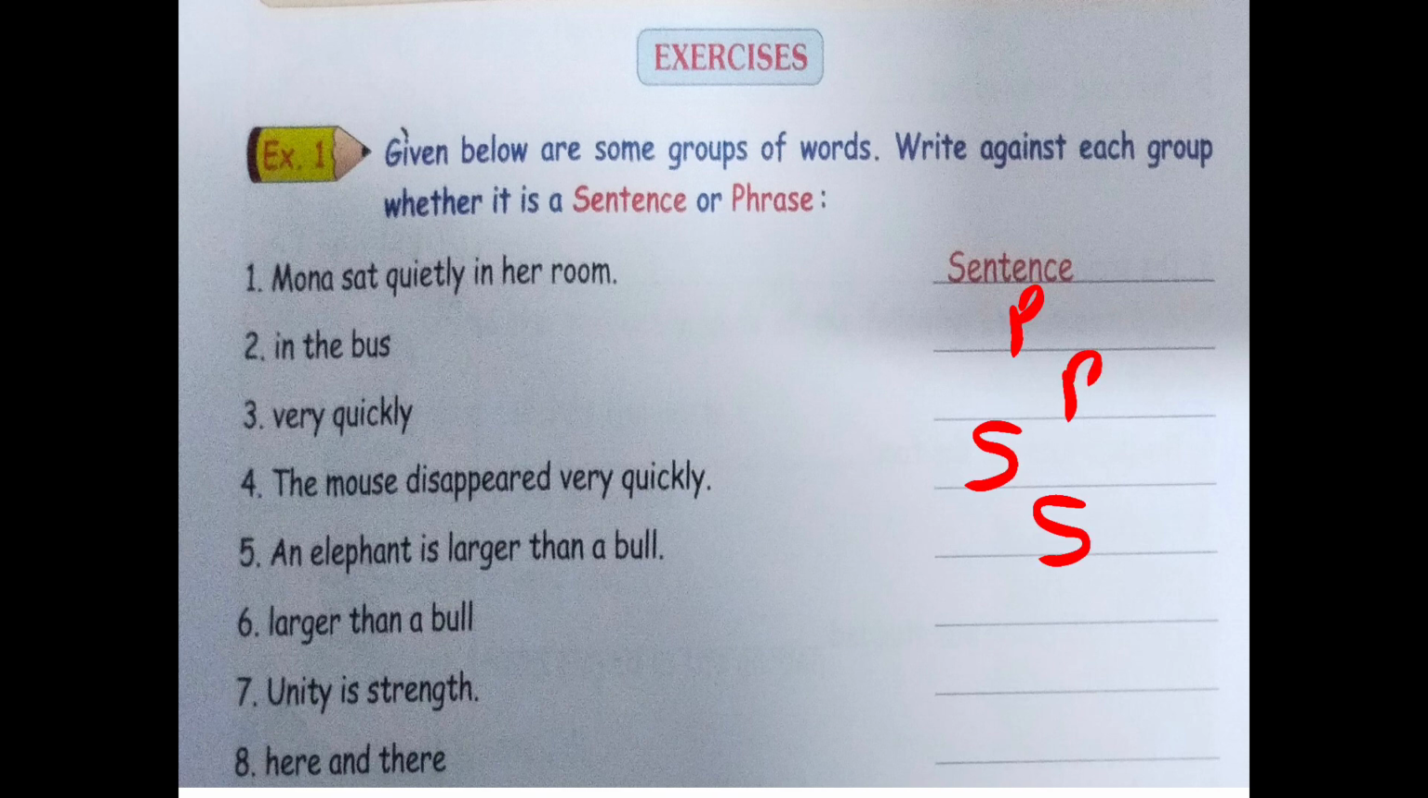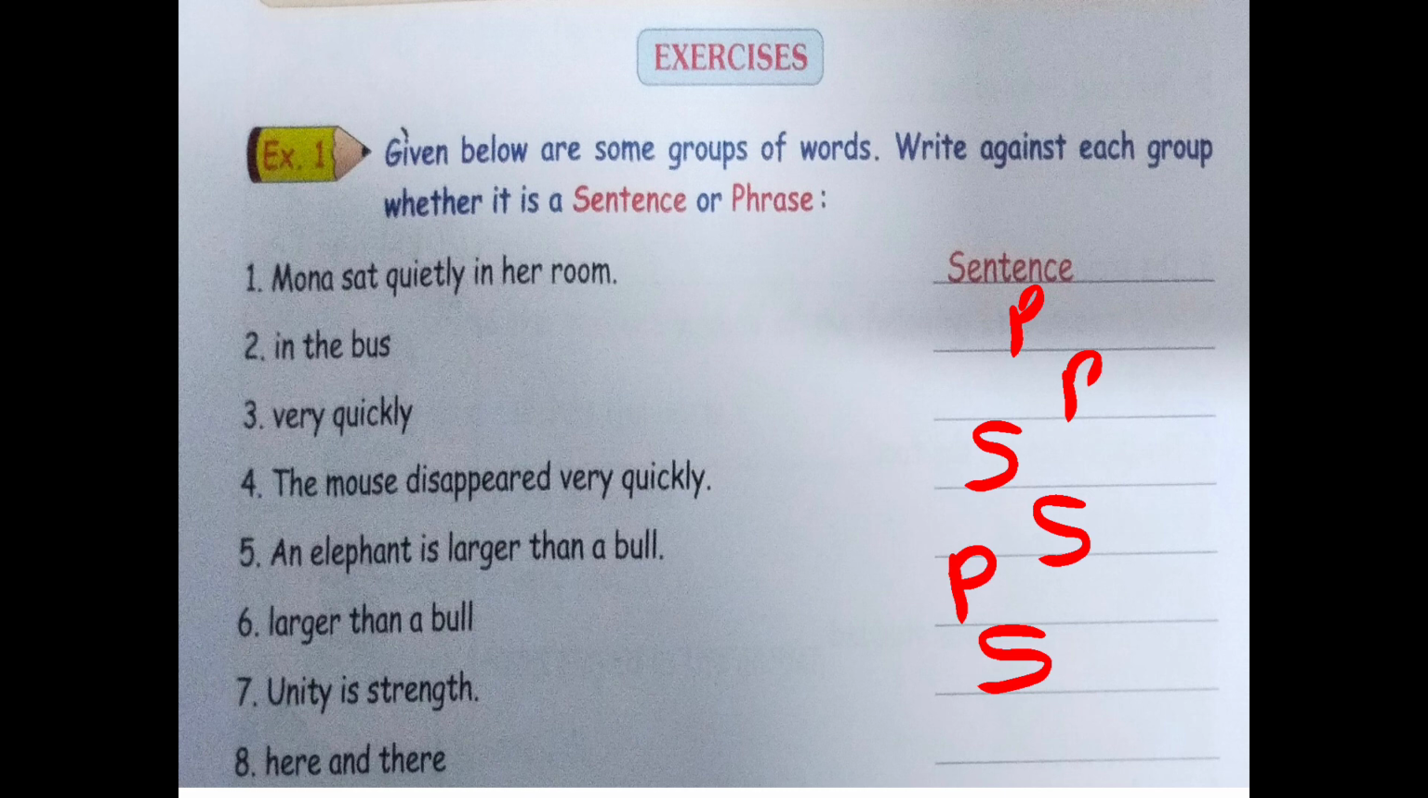Okay, next is number 6. Larger than a bull. But what is larger than a bull? Incomplete meaning again. So it will be a phrase. Unity is strength. Here there is a full stop at the end, capital letter at the start, and meaning is complete. So can you guess, students? It will be a sentence.